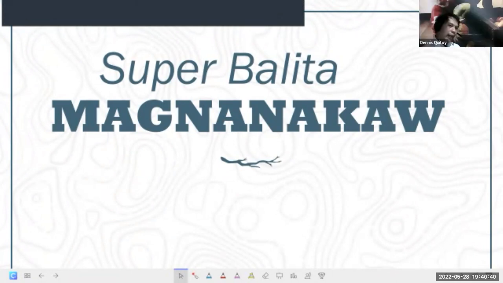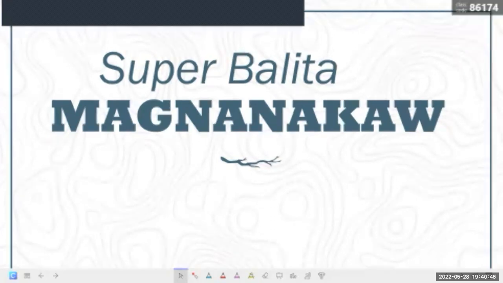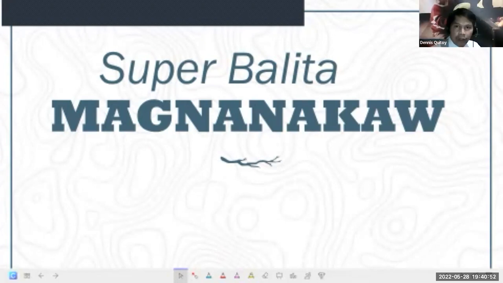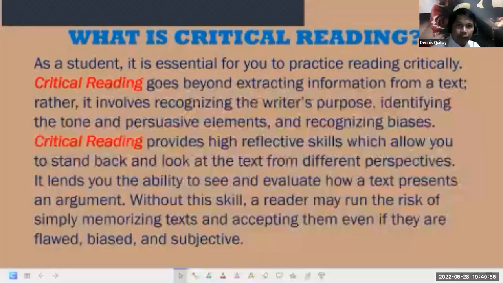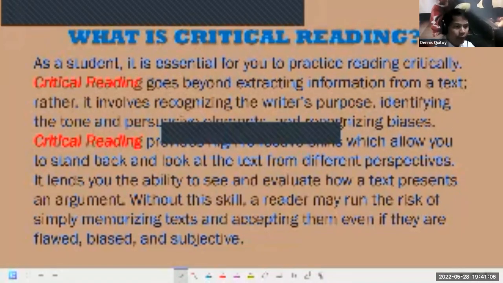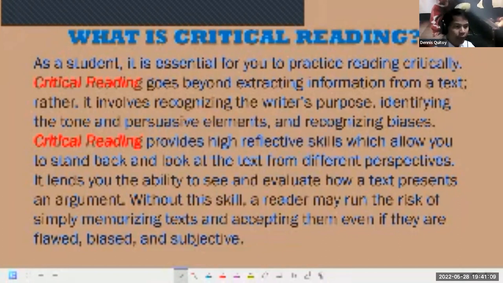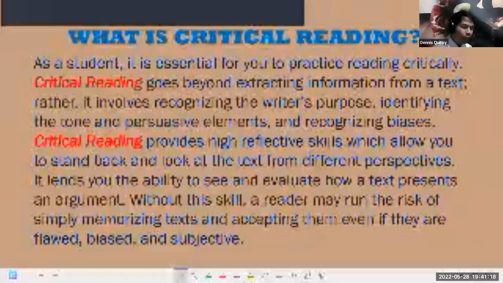So that is how you are going to weigh down critical reading as a reasoning. Now we will continue our discussion. This one, critical reading: as a student it is essential for you to practice reading critically. Now, para dili mo madala sa mga istorya sa inyong likod, sa inyong kilid, kundi magpabilin nga naa sa imong kaugalingong decision, so you need to really practice reading critically.